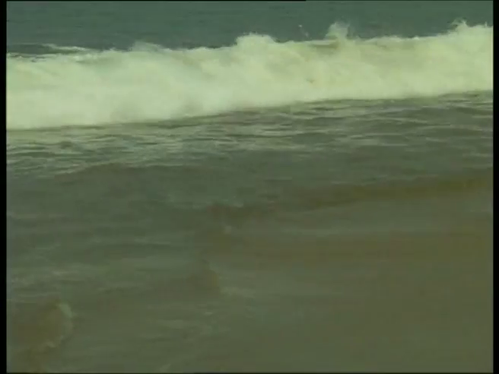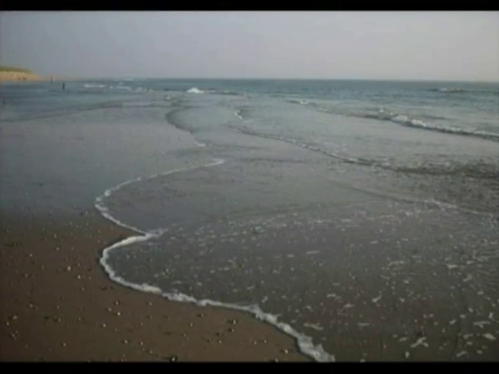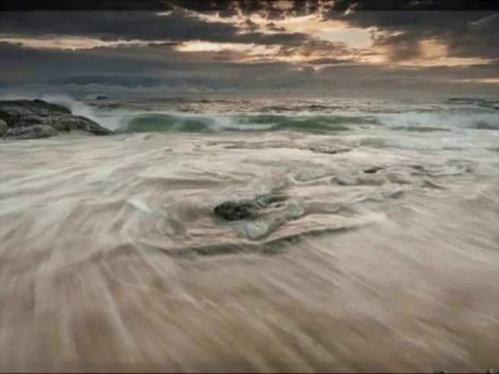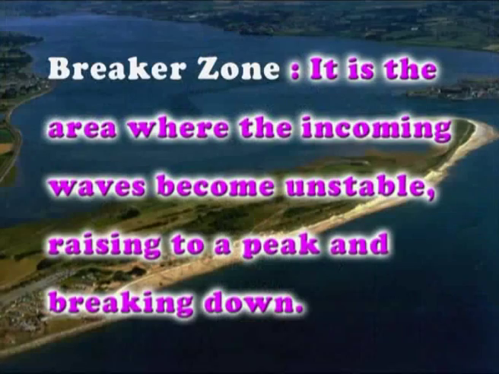The limit of wave action ends along the regions of berms, which are sediment deposited zones well above the zones of swash and backwash. The following are the characteristic features of a shoreline. Breaker zone is an important zone. It is the area where the incoming waves become unstable, rising to a peak and breaking down.